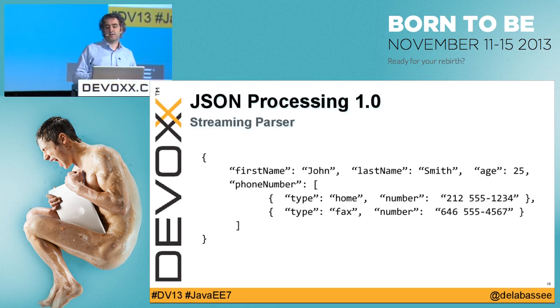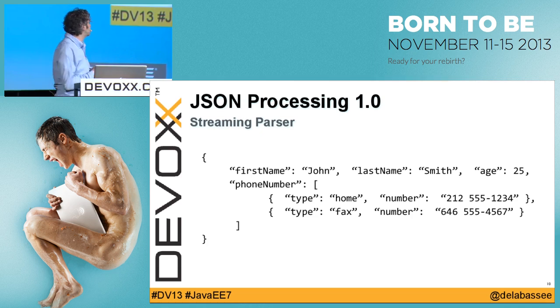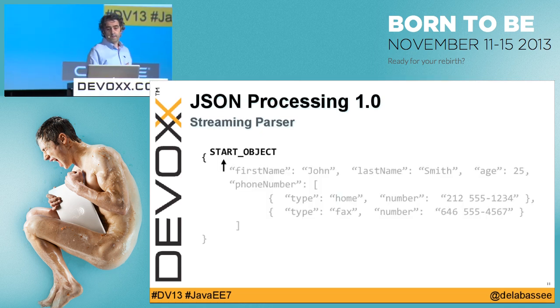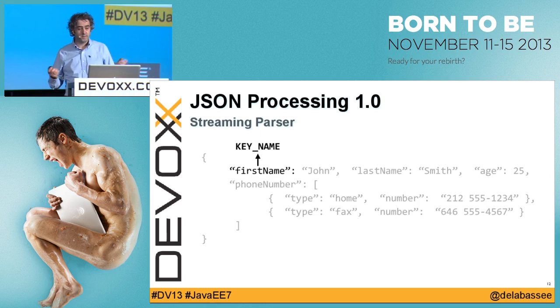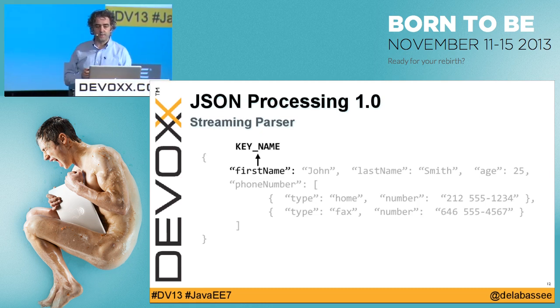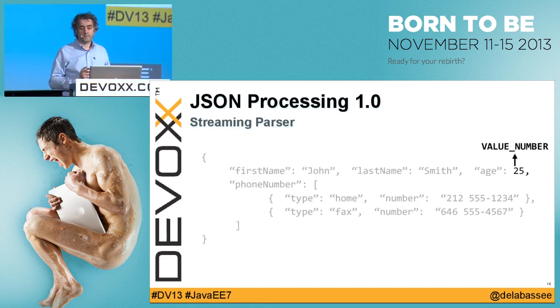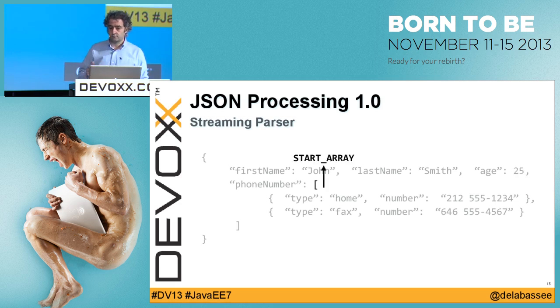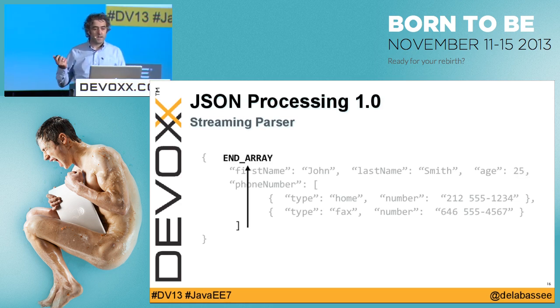So this is a very basic JSON object. It's a user object with a JSON array of phone numbers. So we can have a start object event, key name event, value string event, value number event, start array, end array, and end object. I think that's it.